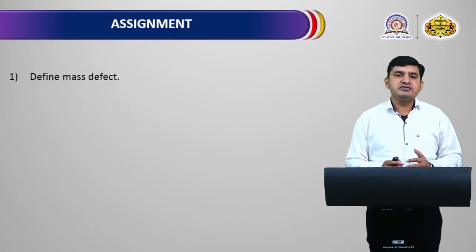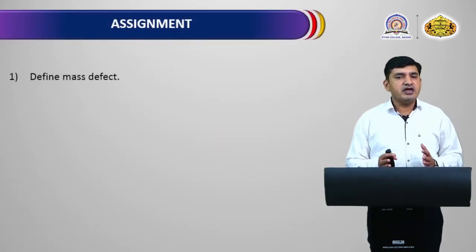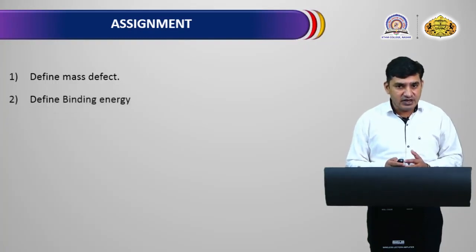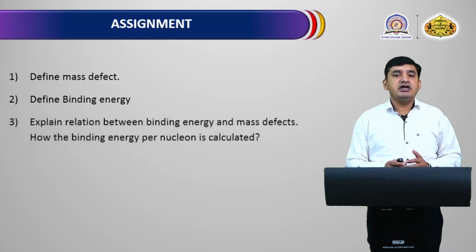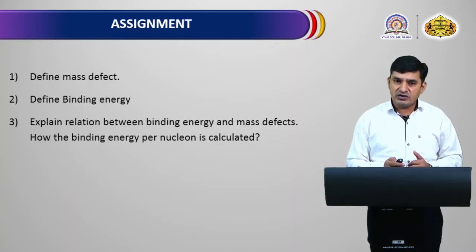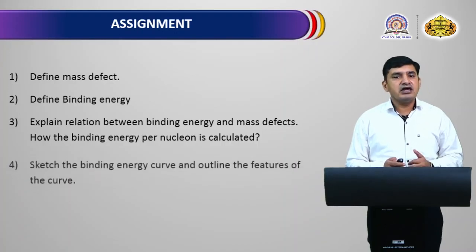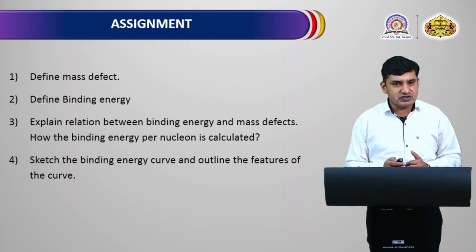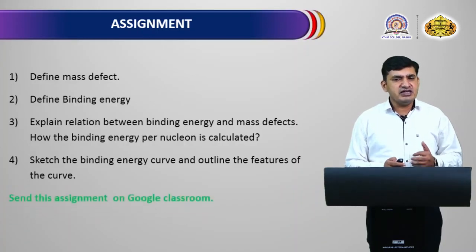Now, you have some assignment. First, define mass defect. Then define binding energy. Explain the relation between binding energy and mass defect. Third, how is binding energy per nucleon calculated? And the fourth question is to sketch the binding energy curve and outline the features of the binding energy curve. Now, send this assignment on Google Classroom.